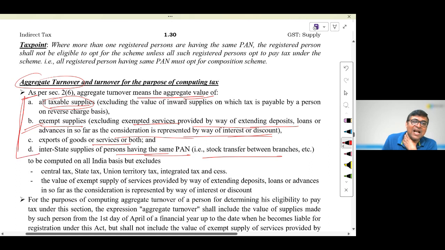You are supposed to add all these things, but it does not include CGST, any type of GST, and the value of exempt supply of services provided by way of extended deposits, loans or advances.